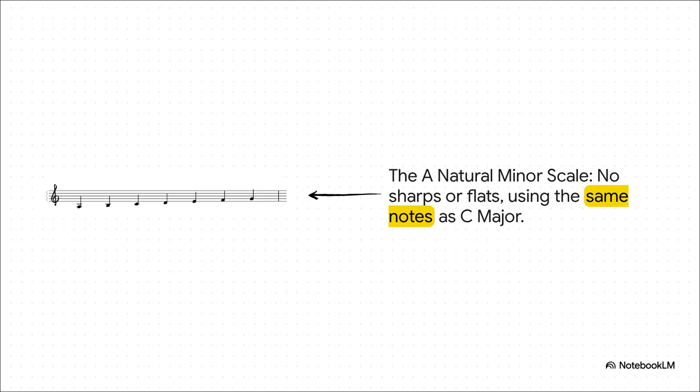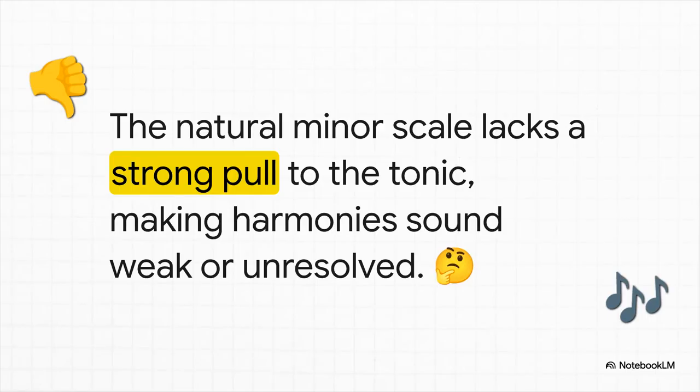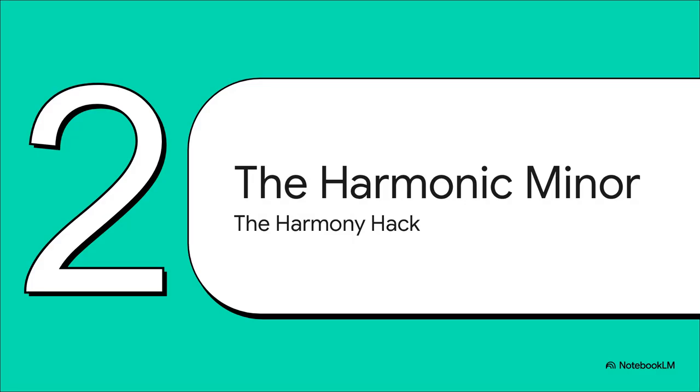It's elegant, it's simple, but, and this is a big but, it had a problem. You see, a huge part of what makes music satisfying is that feeling of tension and release, of coming home. The seventh note in the natural minor is a whole step away from the root note, and that just doesn't create a very strong magnetic pull. The harmony can sound a little meh, a little unresolved. So musicians back in the day came up with a pretty clever hack. And that little hack leads us straight to our second scale, the harmonic minor.